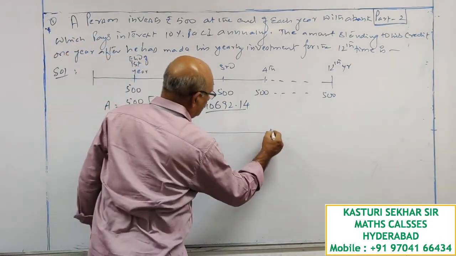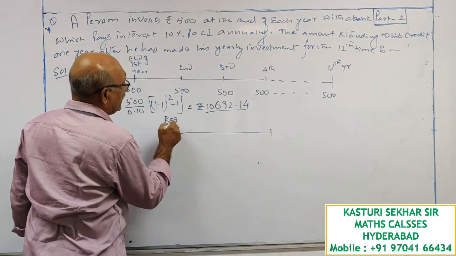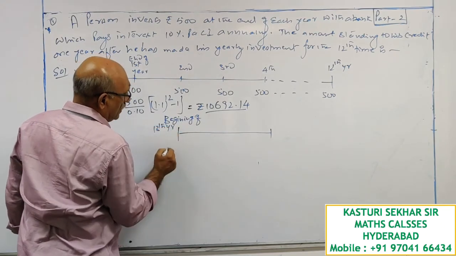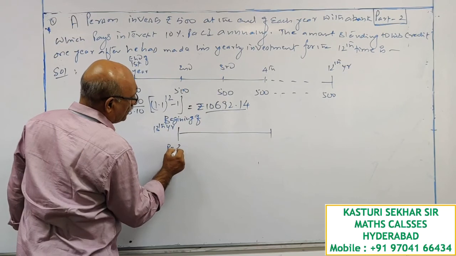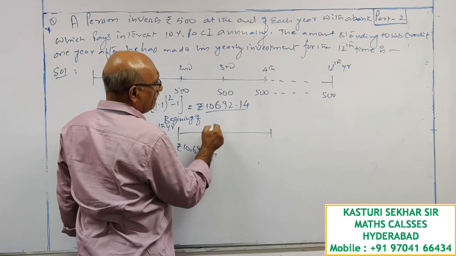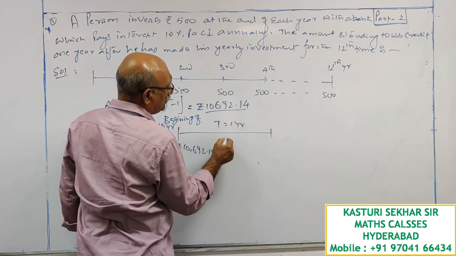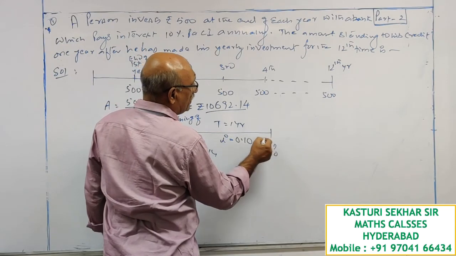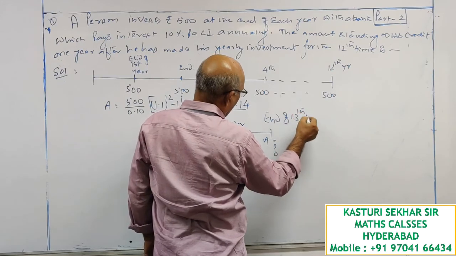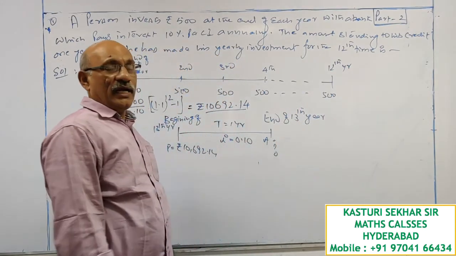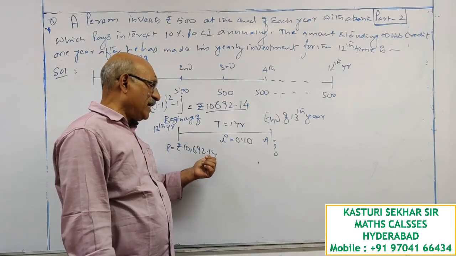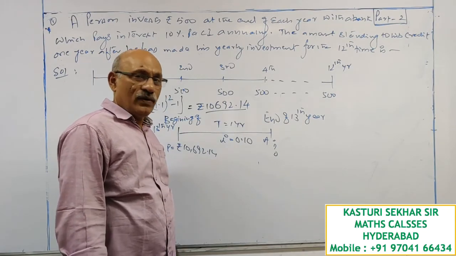So look at this. This is beginning of 13th year. This is principal rupees 10,692.14. It is in the bank for 1 year. Time is equal to 1 year. Rate of interest is 10%. End of 13th year. It is in the bank for one more year. So what is the value of 10,692.14 at the end of 1 year?